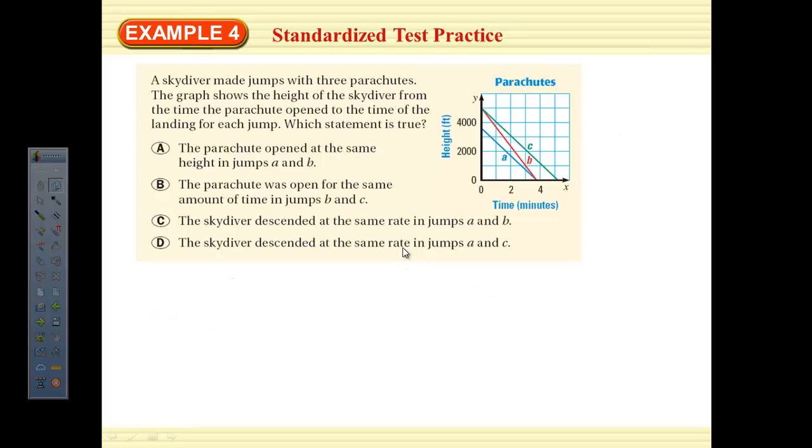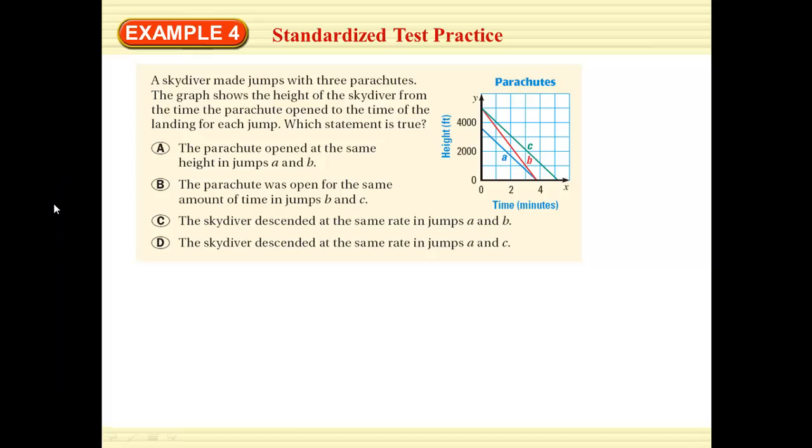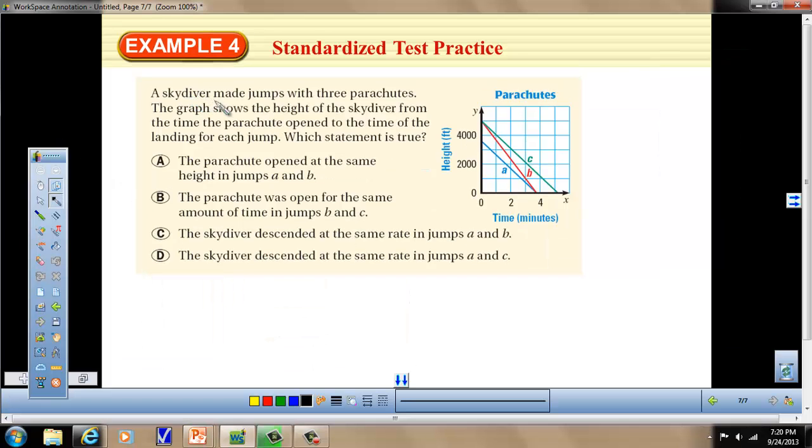Okay. For this next one, we have to interpret what this graph is saying. So if we look at it carefully, we have a skydiver making 3 jumps with 3 different parachutes, and it shows the height on the y-axis. So here it's about, what, 3,500, and up here it's about 4,500, it looks like. And then this tells us the time in minutes to land. So here it looks like almost 4 minutes, and here it's about, what, a little over 5 minutes.